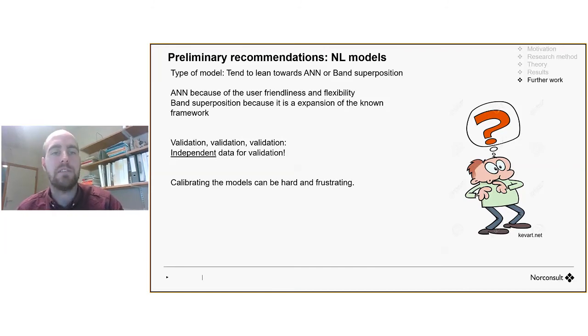But now it seems like the nonlinear models to go for are the neural network model or the band superposition model. The neural network model is user-friendly and really flexible. And the band superposition model is an expansion of the known framework, so engineers know the aerodynamic derivatives and should also know the admittance functions. But it's really important to validate these models. You can be way off if you're not really careful. It's really important to have independent data for validation.